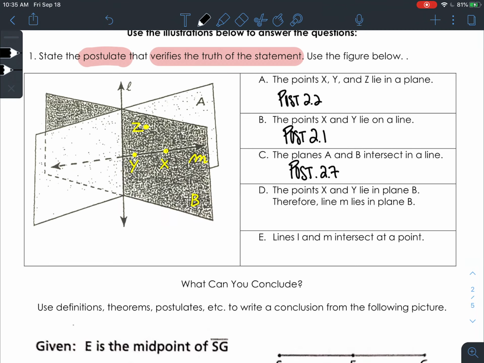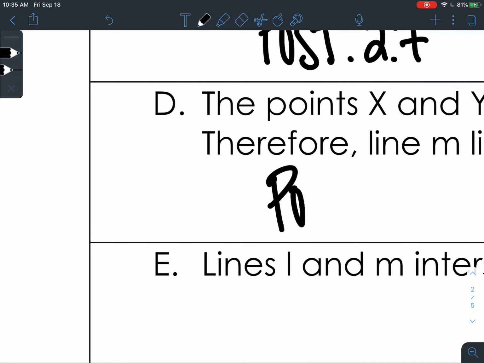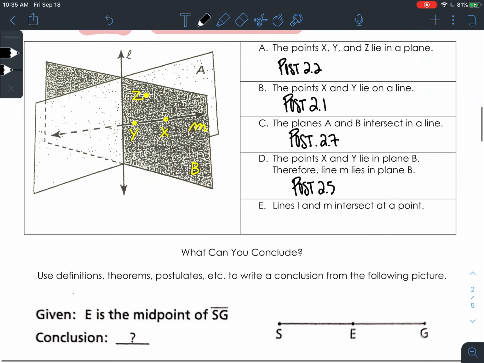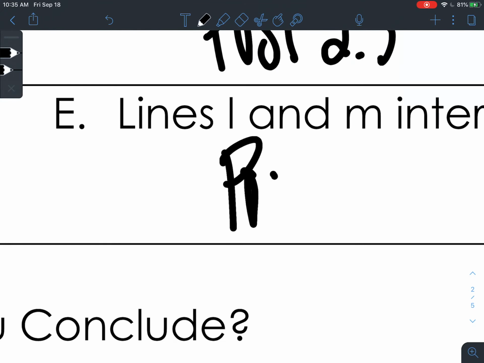D says points X and Y lie in plane B, therefore line M lies in plane B. That's going to be postulate 2.5 because postulate 2.5 says if 2 points lie in a plane, then the entire line containing those 2 points lies in the plane. And then the last one, lines L and M intersect at a point. That's going to be postulate 2.6.